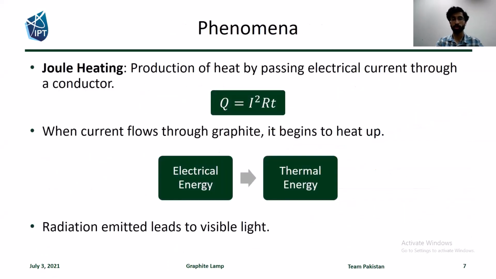The phenomenon behind this whole heating effect, or glow effect, is Joule heating, which is the production of heat by passing electrical current through a conductor. The equation is given on the screen: Q equals I squared R t. When current flows through the graphite, it begins to heat up, and the electrical energy is converted to thermal energy, which results in a glow that we can clearly see as visible light.